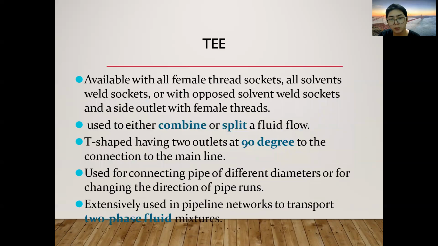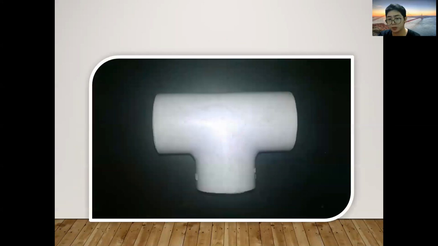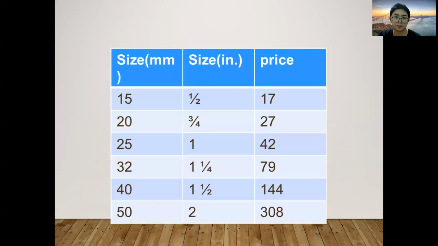Next, the T is available with all female thread sockets, solvent weld sockets, or simple sockets, used to either combine or split a fluid. A T is a T shape having two outlets at 90 degrees to the connection of the midline. It is used for connecting pipes of different diameters or for changing the direction of a pipe. It is extensively used in pipelines to transport two-phase fluids. So this is an example of a T and the standard price.